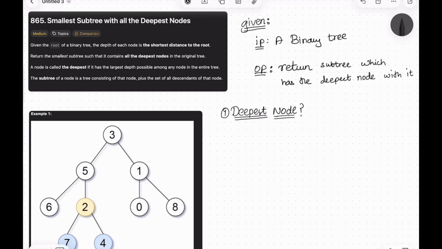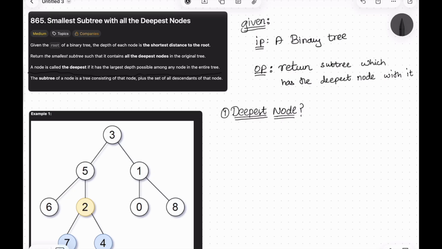Hello all. Today we are solving LeetCode problem number 865, smallest subtree with all the deepest nodes. So we are given a binary tree basically, and the output expected is we have to return the subtree which has the deepest nodes with it. So what is meant by deepest node? According to the question, a node is called the deepest if it has the largest depth possible among any node in the entire tree.